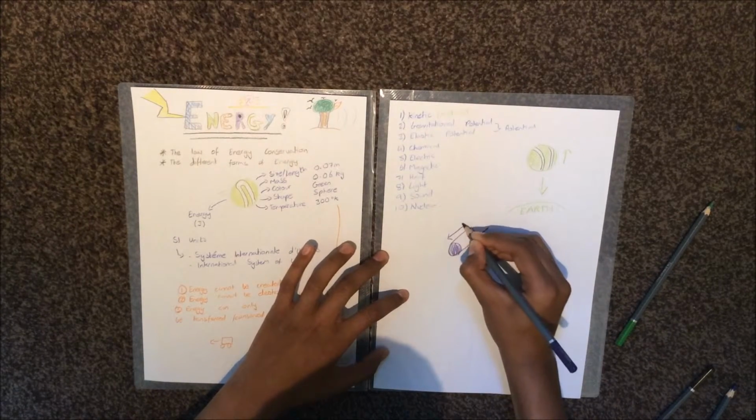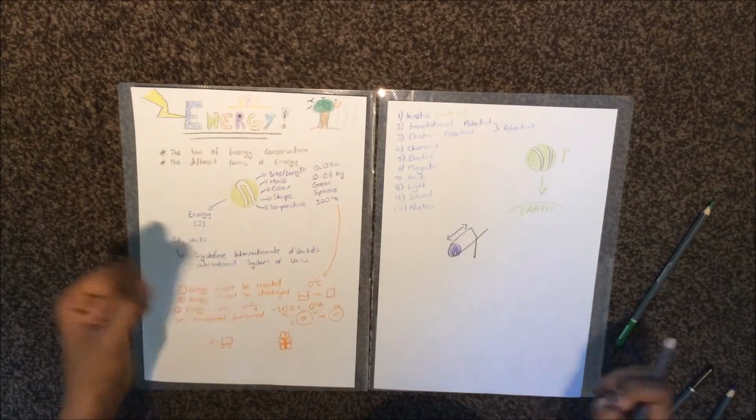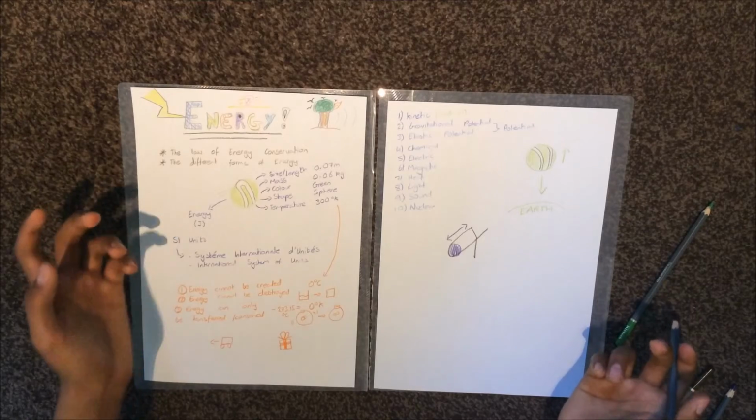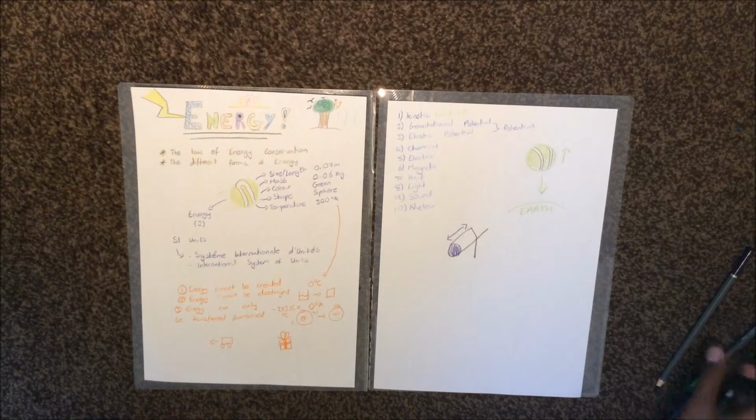It's just a ball you're going to throw. This elastic here has some elastic potential energy. The more you stretch it, the more elastic potential energy it has. It's simple as that. Chemical energy is energy found inside chemicals.